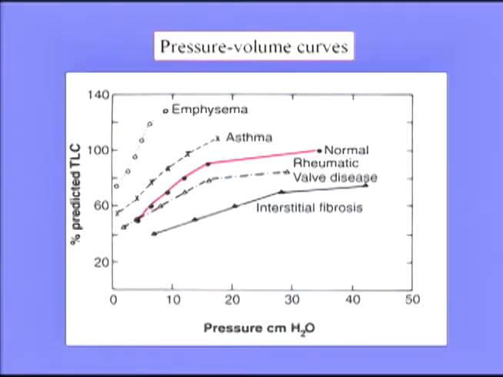The reason for the high lung volumes is the abnormal pressure volume curves in emphysema. Here we can see the volume plotted against the transpulmonary pressure. In emphysema, you've got an increased volume for the same pressure and a steeper slope. Compare that with the normal, which is the red line here, and interstitial fibrosis gives you a very stiff lung, as you can see.